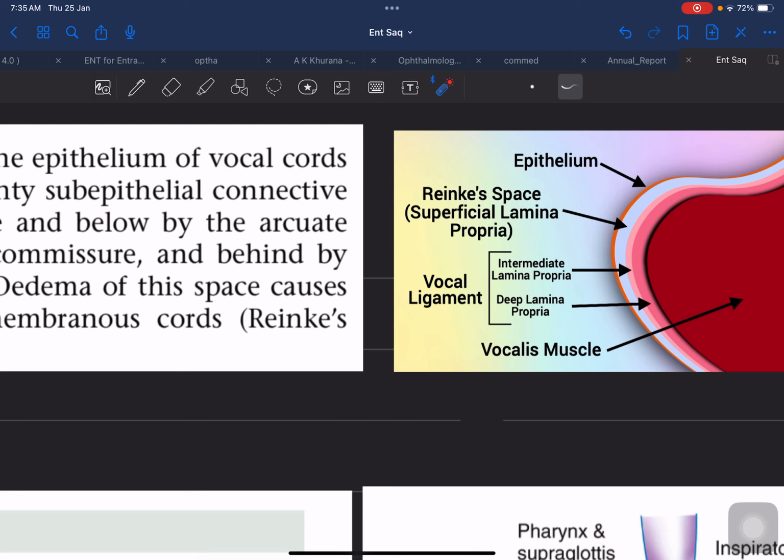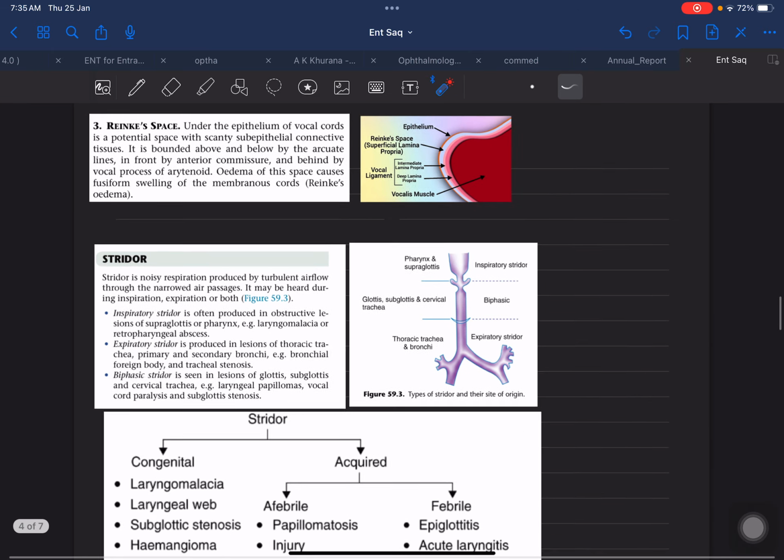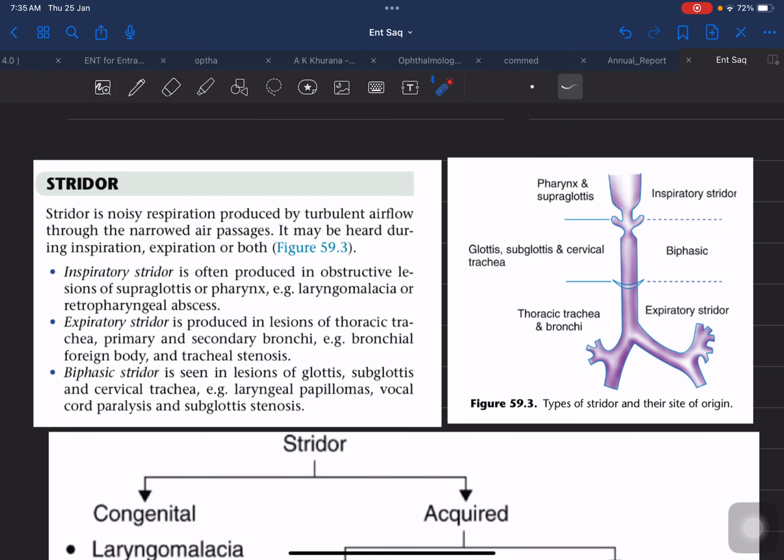Now moving further, another question that we need to talk about is about stridor. The question that is often asked about stridor is: what is stridor and enumerate the causes of stridor. How will you manage the case of stridor in an elderly patient presenting with carcinoma of larynx? So the question is what is stridor, what are its causes, and how are you going to manage it. So let us talk here about stridor.